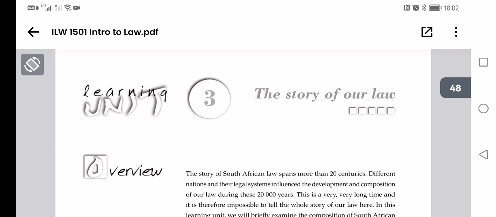Okay, today is the 9th of August 2023. The time is 1800 hours, 6 o'clock in the afternoon. I'm doing Introduction to Law, IRW1501. I'm starting Learning Unit 3.